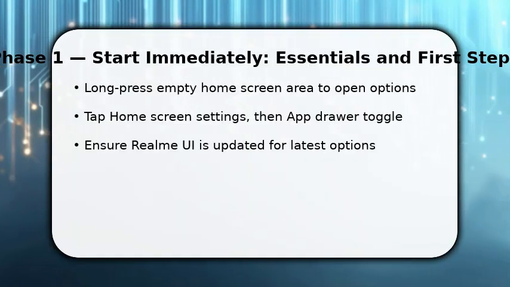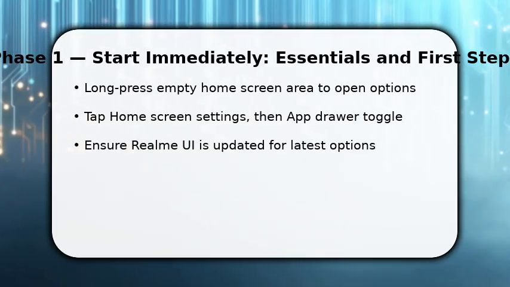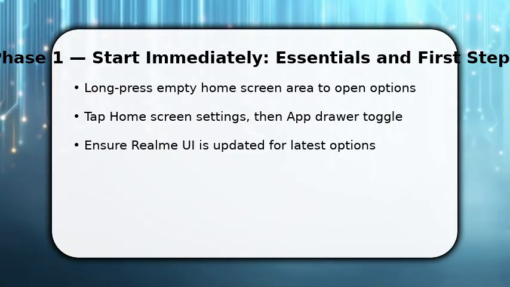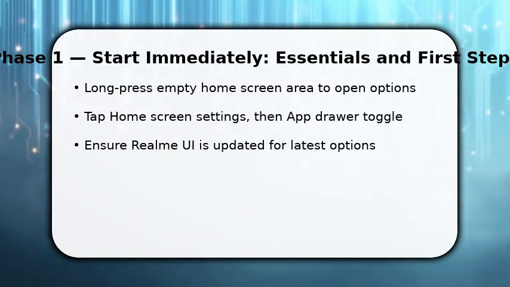You begin by opening home screen settings so changes apply system-wide. Long press an empty area on your home screen, then tap Home Screen Settings. This jumps you right into launcher options.